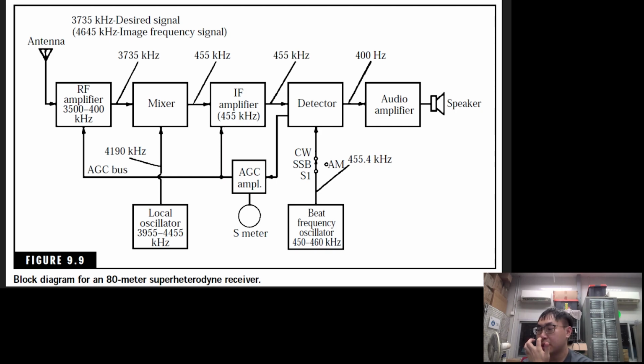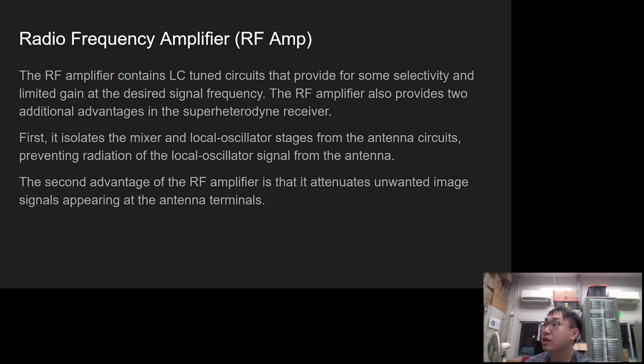The beat frequency oscillator you only use when the carrier wave is missing, which is CW and SSB. For AM, you don't need the beat frequency oscillator, which helps to recover the carrier wave. Finally, after the detector, if the signal strength is not good enough, you can use an amplifier to amplify the signal.